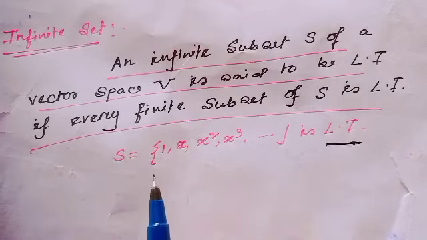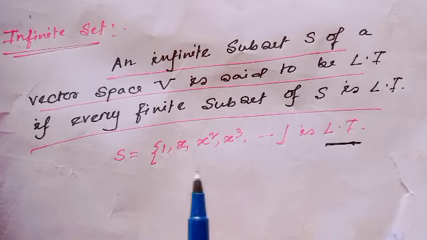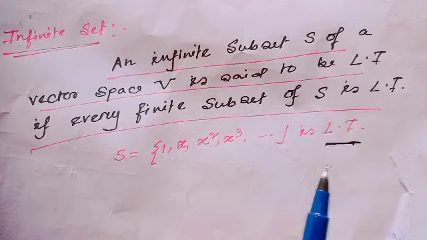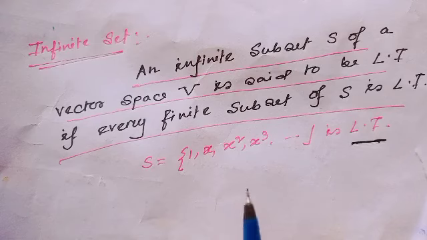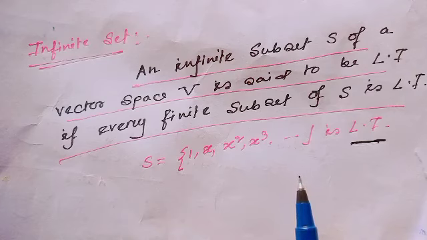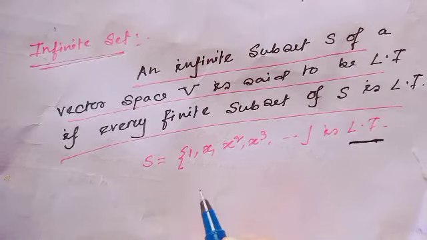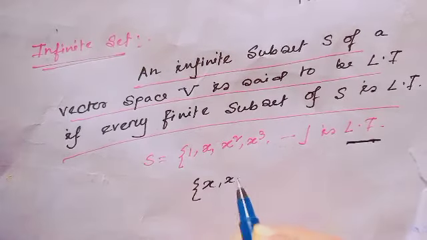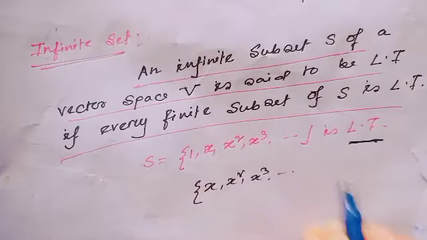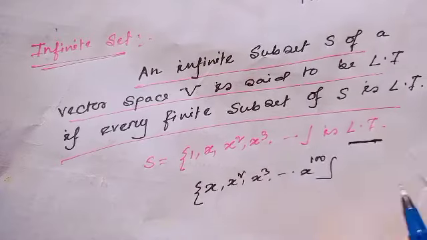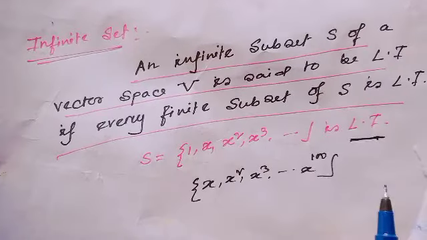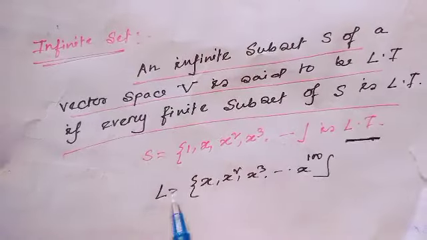As an example, consider S containing the elements 1, x, x square, x cube, and so on. We will prove this set is linearly independent. We have to prove every finite subset of this set S is linearly independent. Consider a finite set x, x square, x cube up to x to the power 100. To find the linear independence of this set, consider this set as L.